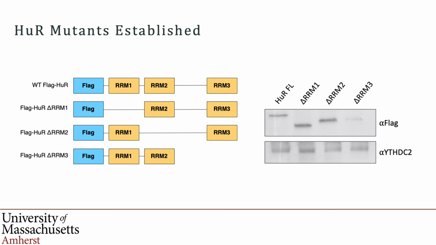Cells were transfected with each mutant and then harvested to extract the proteins. Staining with anti-flag antibodies allows us to see the mutants expressed at correct sizes in our cells. And now that I have these mutants established, I can move on to the next step of knocking down HuR, which will allow me to analyze effects of RNA degradation in relation to HuR expression.